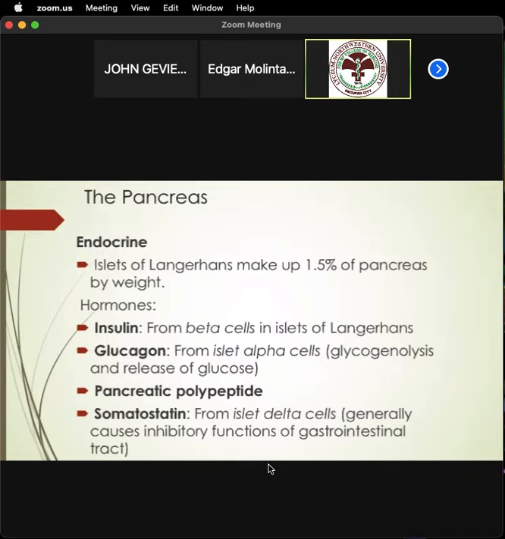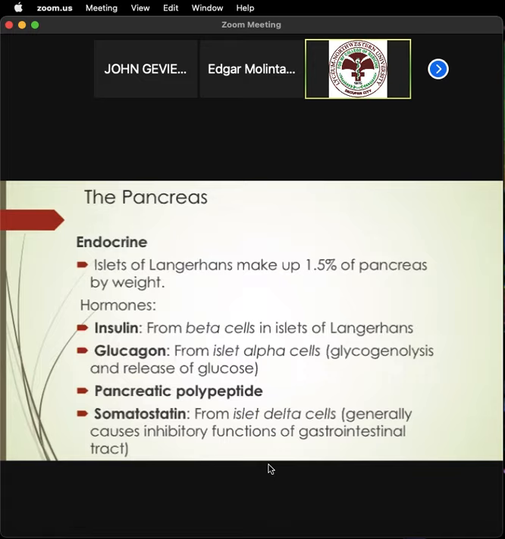So, islets of Langerhans make up 1.5% of the pancreas by weight. The hormones are insulin from beta cells, glucagon from alpha cells, pancreatic polypeptide, and somatostatin from delta cells. So this somatostatin is the one controlling or inhibiting functions of the GI.